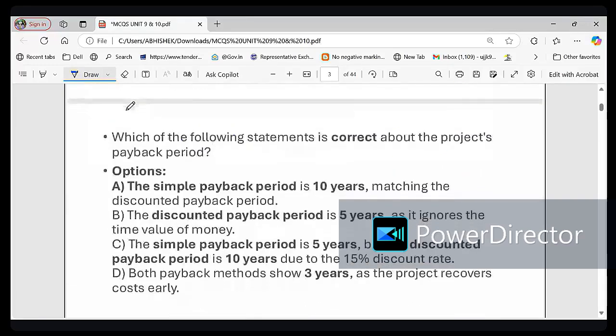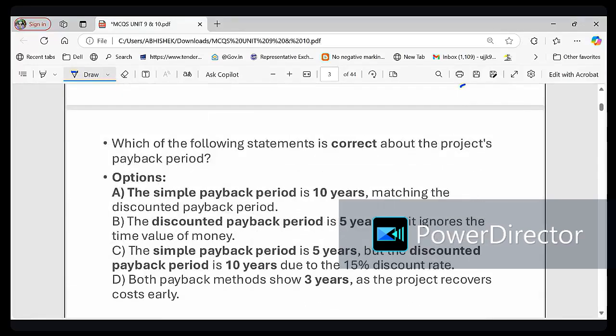Now the question is, which of the following statements is correct? Again, I'm repeating because some people have joined late. Option number A, simple payback period is 10 year, discounted payback period is 5 year. Option C, simple payback period is 5 year, but discounted payback period is 10 year. And option number D, both payback periods show 3 year, as the project recovers cost early.